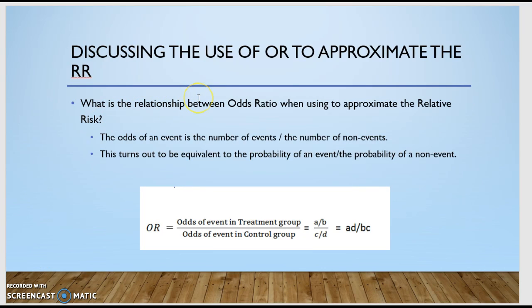Discussing the use of odds ratio to approximate the relative risk. What is the relationship between odds ratio when using to approximate the relative risk? The odds of an event is the number of events out of the number of non-events. This turns out to be equivalent to the probability of an event out of the probability of a non-event. Again, we're using this formula here where it's the odds of an event in a treatment group out of the odds of an event in a control group.